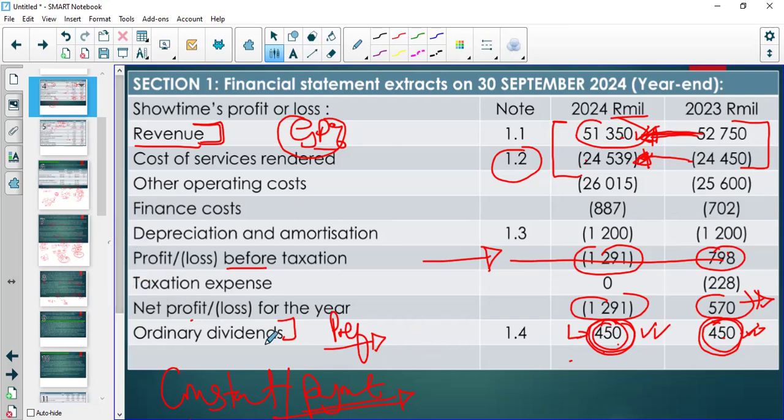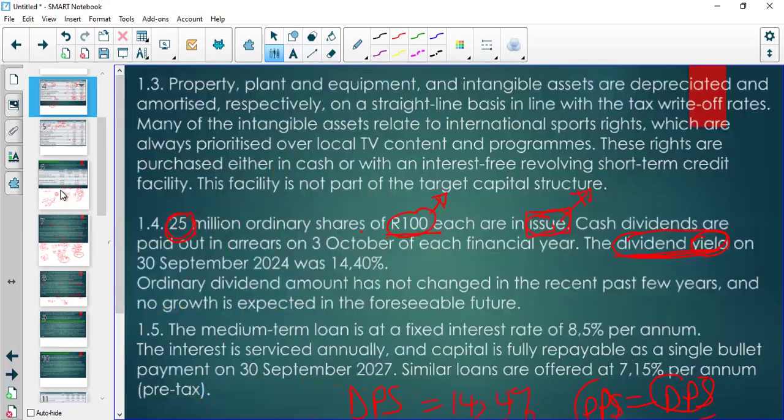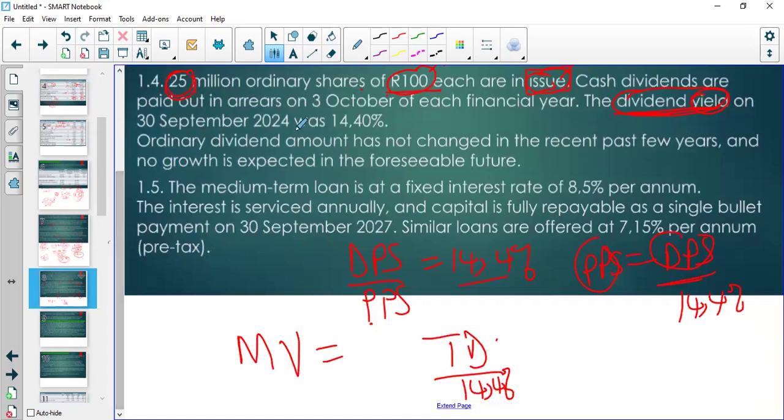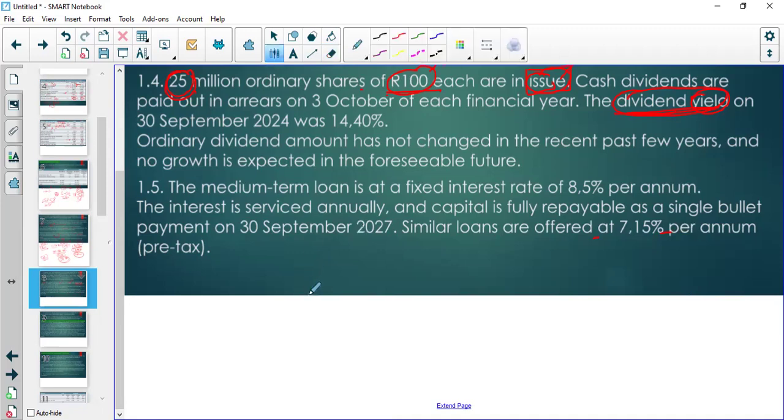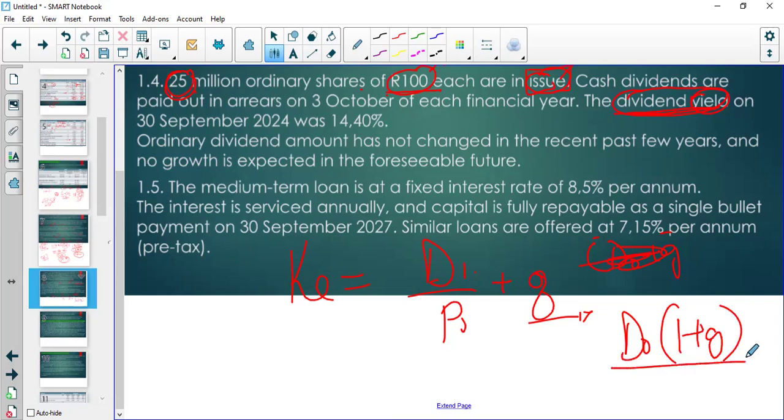And then the cost of equity. You guys know your cost of equity. So let's see, cost of equity is going to be equal to what? D1 over P0 plus g. Then your D1 is going to be equal to D0 times (1 plus g), is that correct? I'm rusty, I last taught this a while ago. Yeah, I think this is correct.